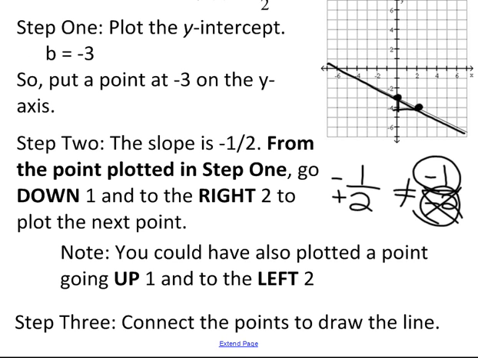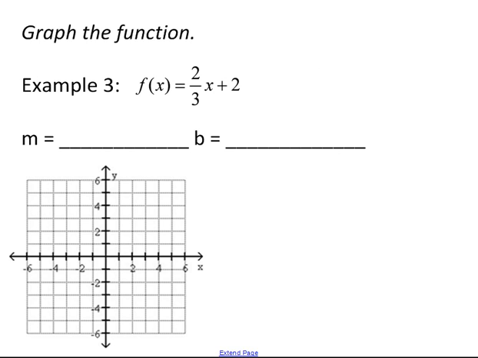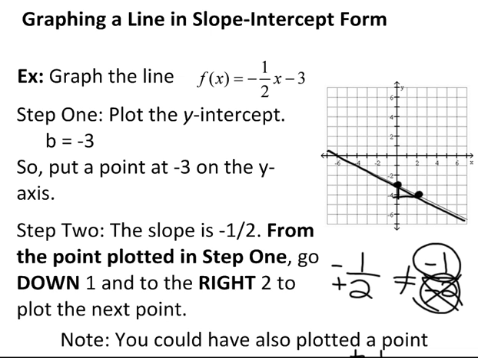Another way of plotting a negative 1/2 slope is to put the negative on the 2 instead of the 1. So I could go up 1 and to the left 2. That would be allowed. It's the same thing. Let me show you. I could go up 1 and to the left 2, and notice it's still on that same line. So you get the same line whether you go down 1 right 2 or up 1 left 2.